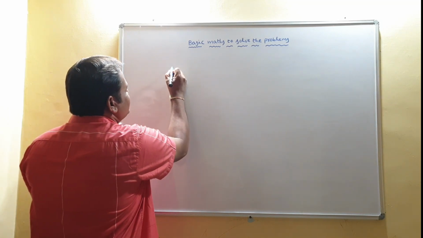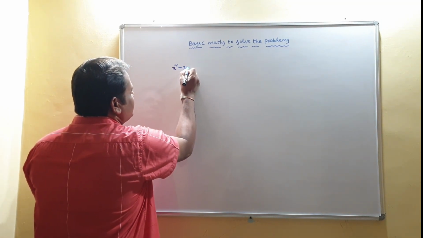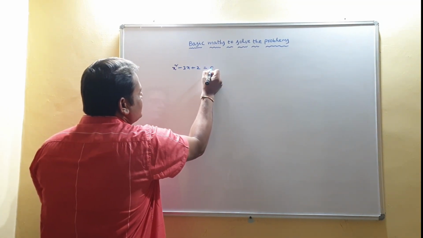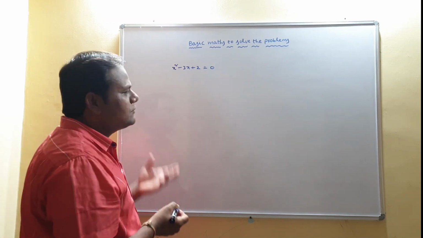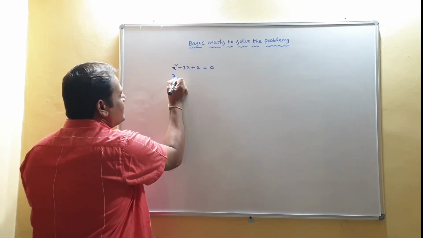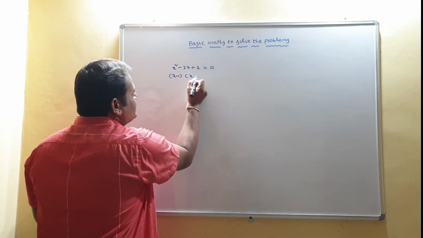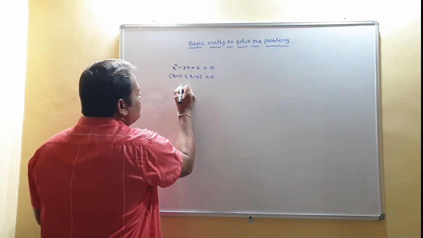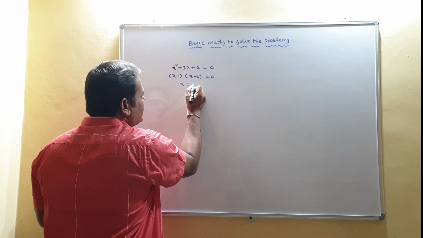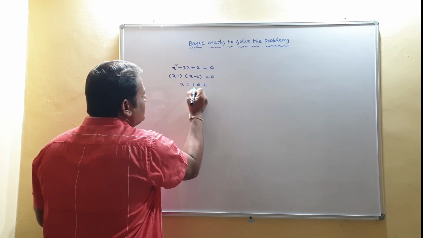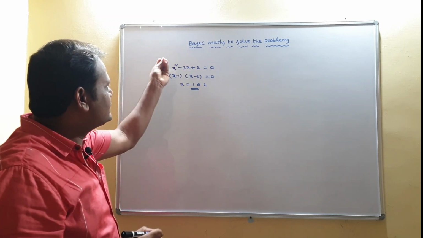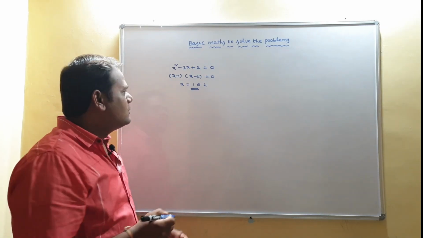Suppose a quadratic is there, x square minus 3x plus 2 equal to 0. You all know how to solve this equation. So you can get (x minus 1) into (x minus 2) equal to 0, and the solutions are x equal to 1 or 2. So these are the solutions for this quadratic equation.